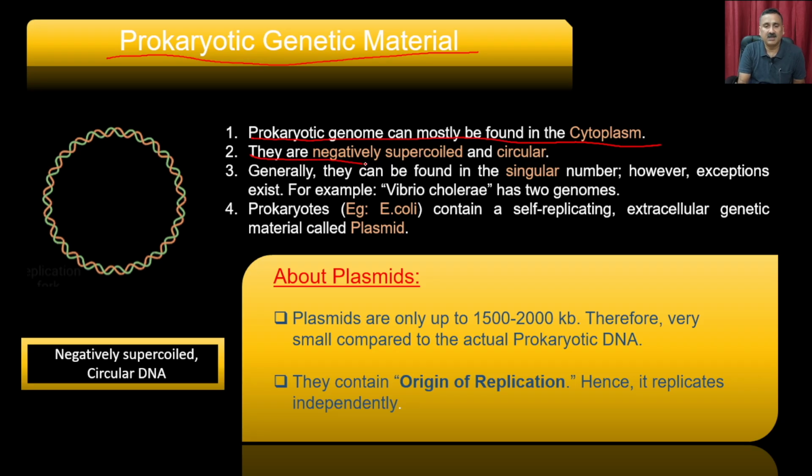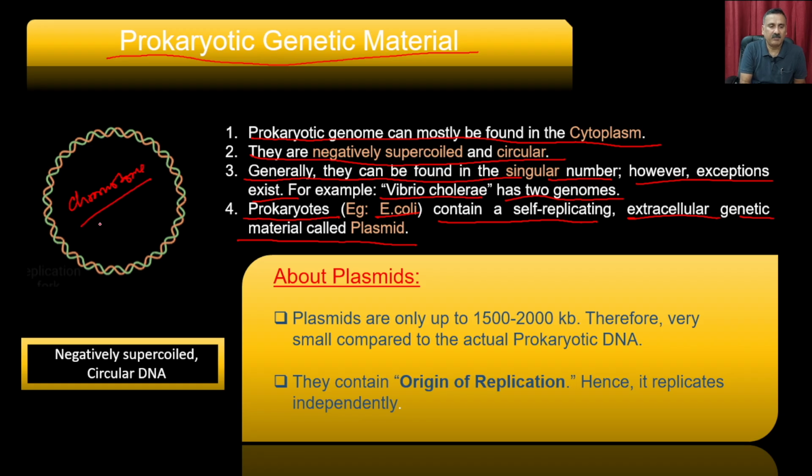They are negatively supercoiled and circular. Generally, they can be found in singular number. However, exceptions exist. For example, Vibrio cholerae has two genomes. Prokaryotes such as E. coli contain a self-replicating extrachromosomal genetic material, also called plasmids. So, you have the circular genome, or circular chromosome, and it is called a chromosome.